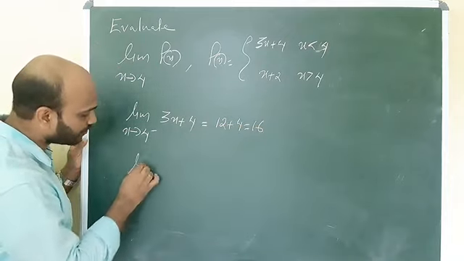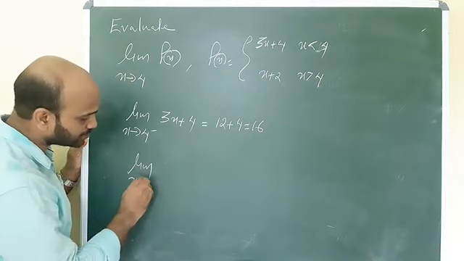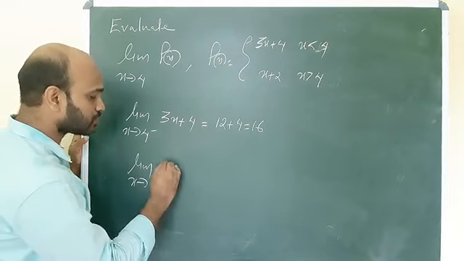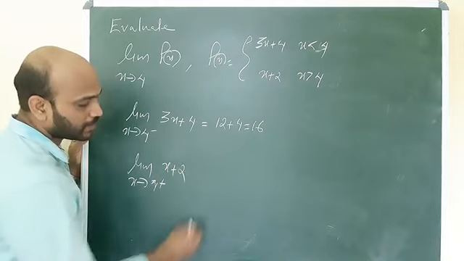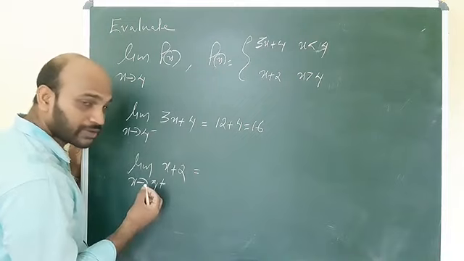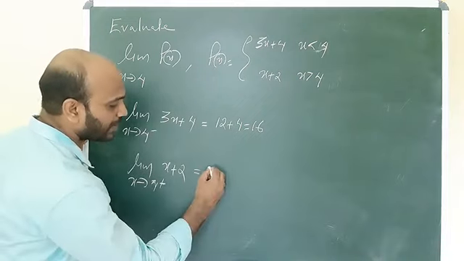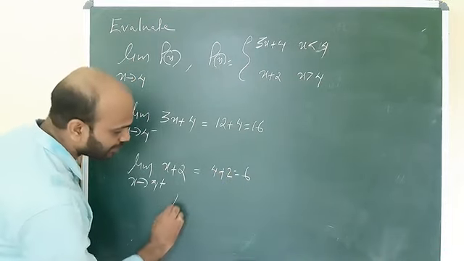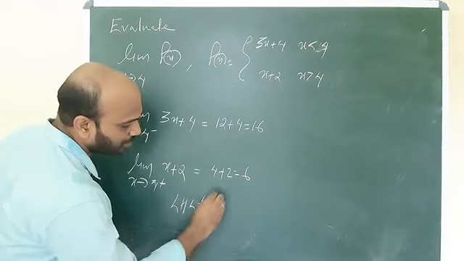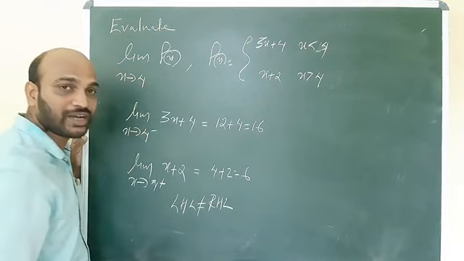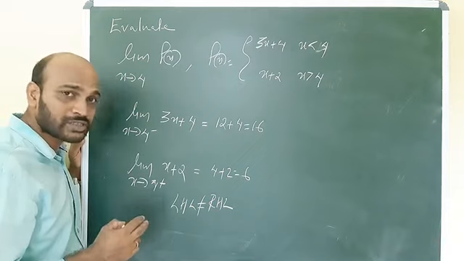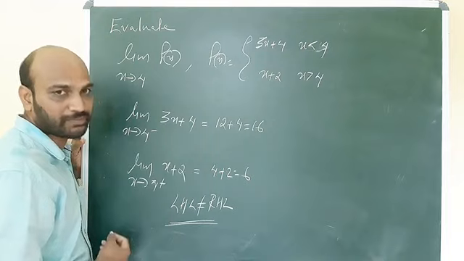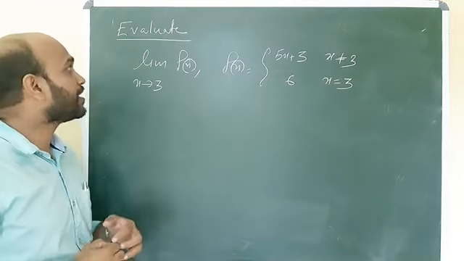Okay, now we can find RHL. That is limit x tends to 4 plus, x is more than 4. So the function is x plus 2. Now we can find this value. For that, just substitute x equal to 4. We'll get 4 plus 2, 6. So you can see that LHL is not equal to RHL. So what is the conclusion? The conclusion is that the limit does not exist. We cannot find the value of the limit. Okay. Next question. Evaluate.